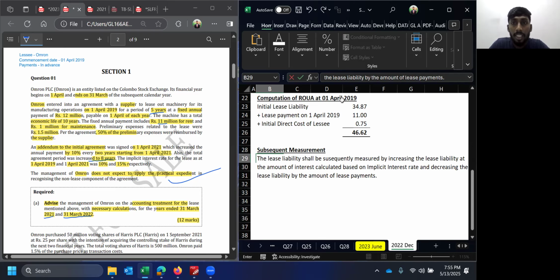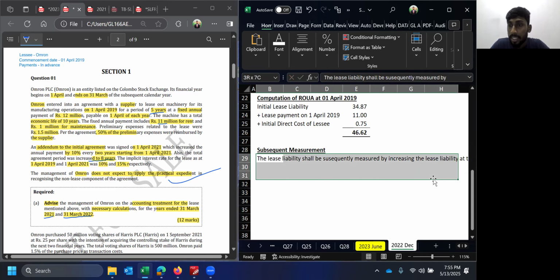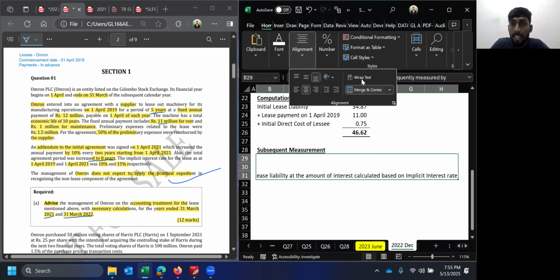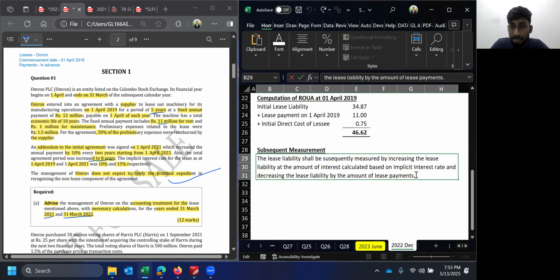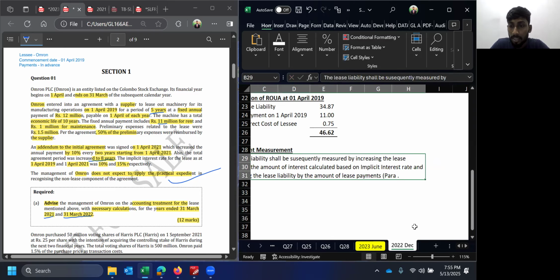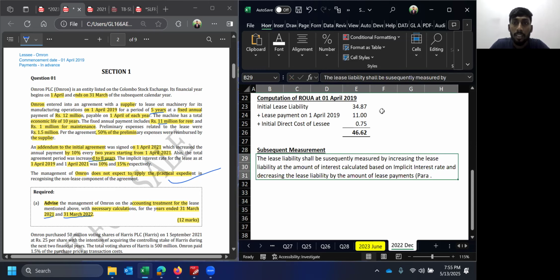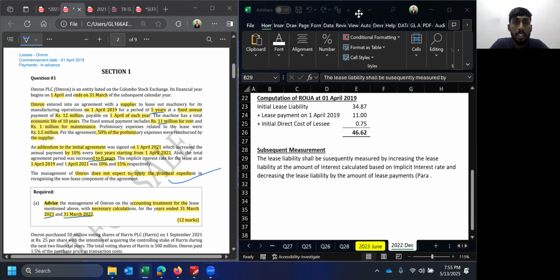What is the paragraph for the subsequent measurement? Just look at the standard and tell me what is the paragraph for this one. Lease liability subsequent measurement. Paragraph.